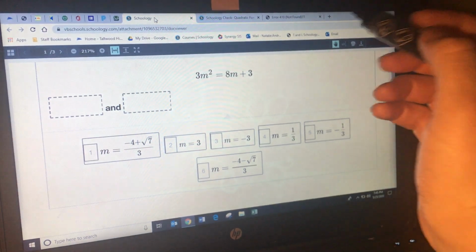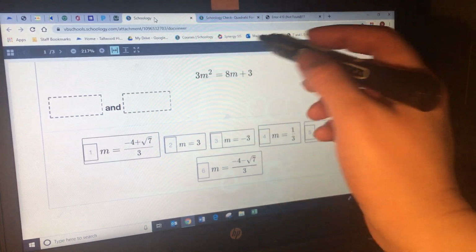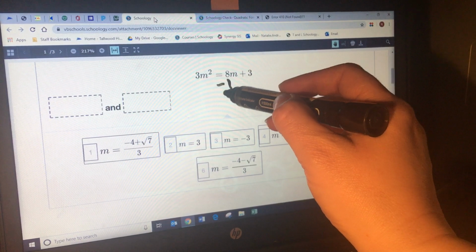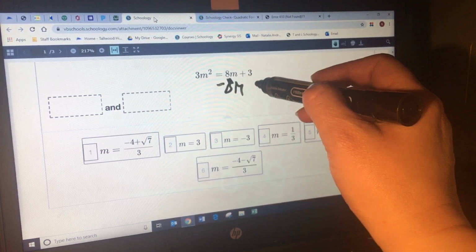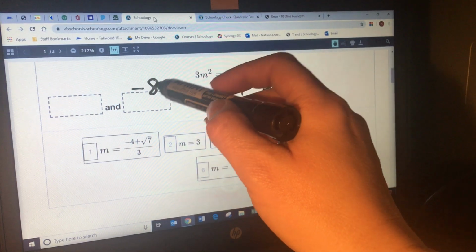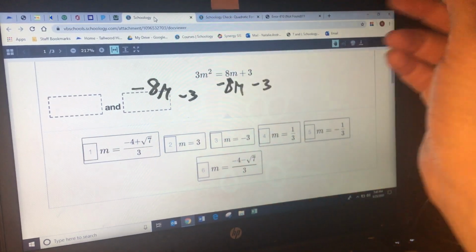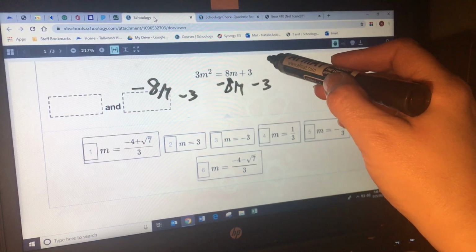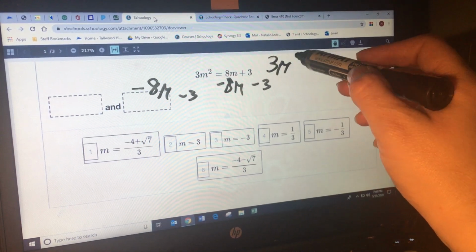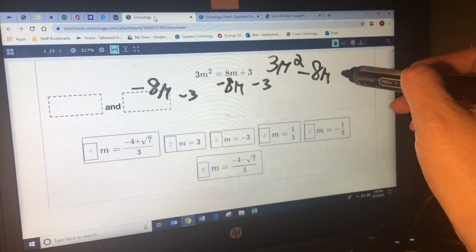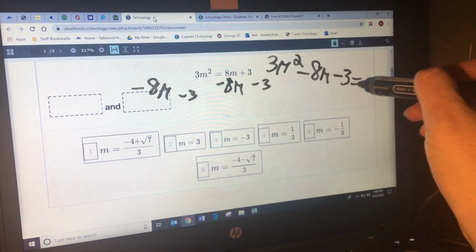So let me do this. First, I'm going to move these two to that side, because it'll be just easier. Opposite of positive is negative. Opposite operation, and minus 3. What I do to one side, I'm going to do to the other. So our equation is going to be 3m squared minus 8m minus 3 equals 0.